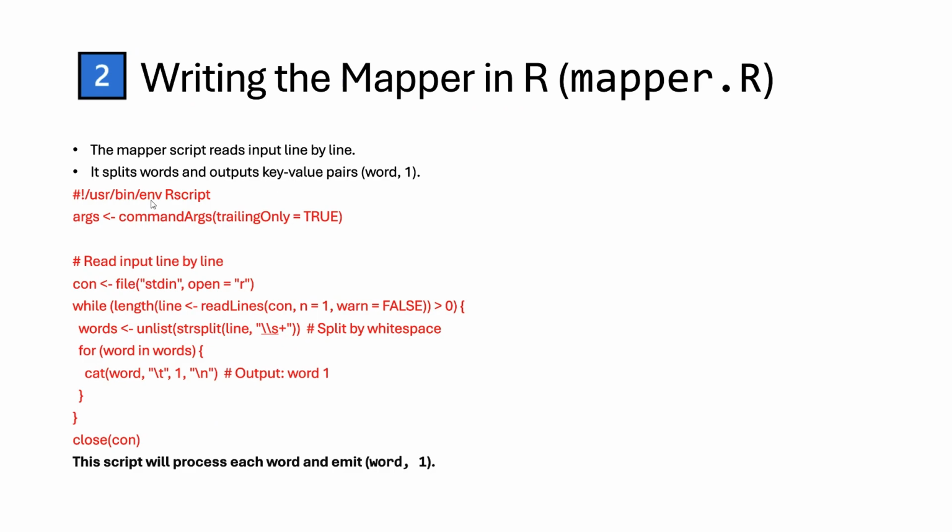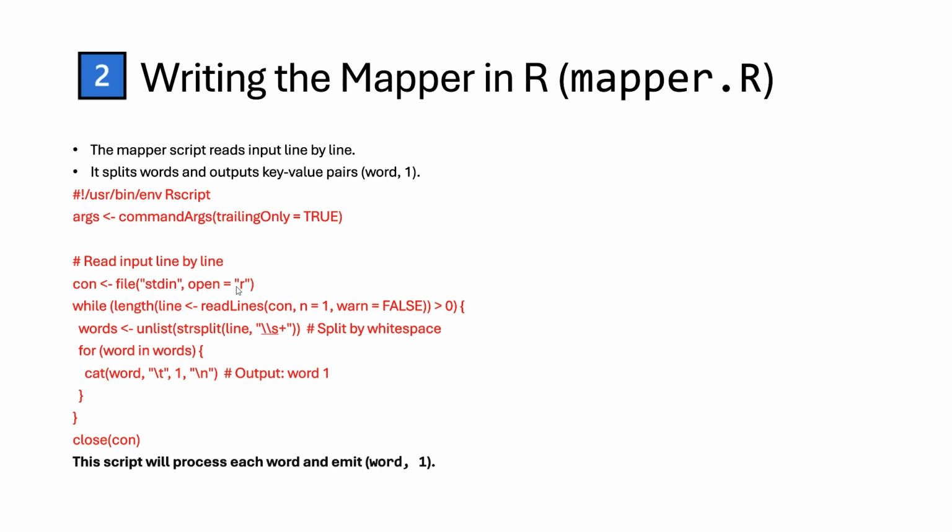Then we capture a command, that is, commandArgs with trailingOnly equals TRUE. This means that it will extract the command line arguments passed to the script, ignoring the standard R startup arguments. This can be useful when scripts need to handle input parameters or configuration. So that's why we are using this command. Then we have the connection file. It will open the standard input file for reading.